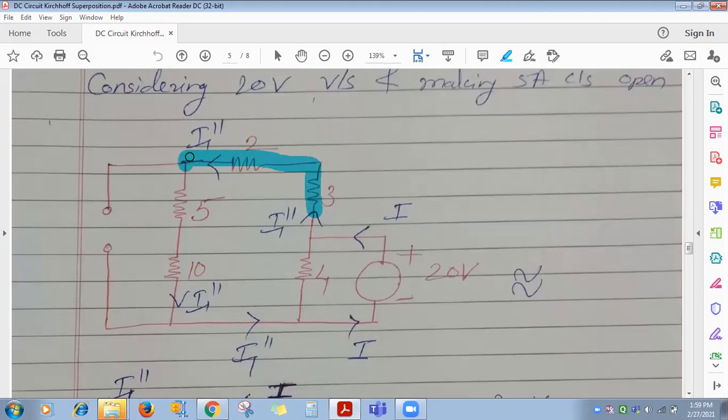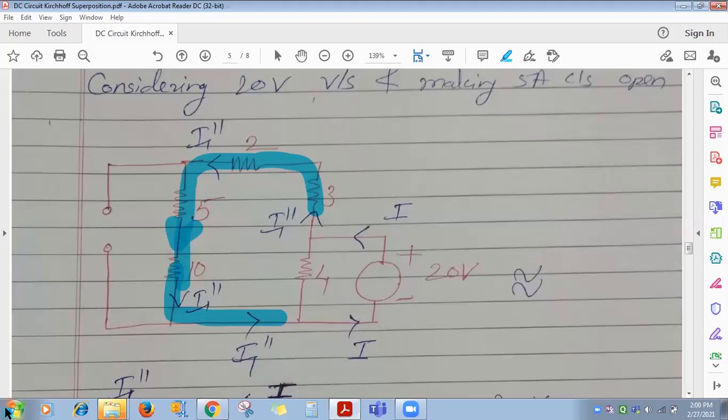Once this I1 double dash reaches over here, this side has an open circuit. So will it flow through this branch? No, because the open circuit is here, so no current will flow through this open circuit branch. Directly through 5 ohm and 10 ohm it will come, and so on up to this. Now can you tell me the current flowing through 2, 3, 5 and 10 is how much? I1 double dash. Means the same current is flowing through 2, 3, 5 and 10.